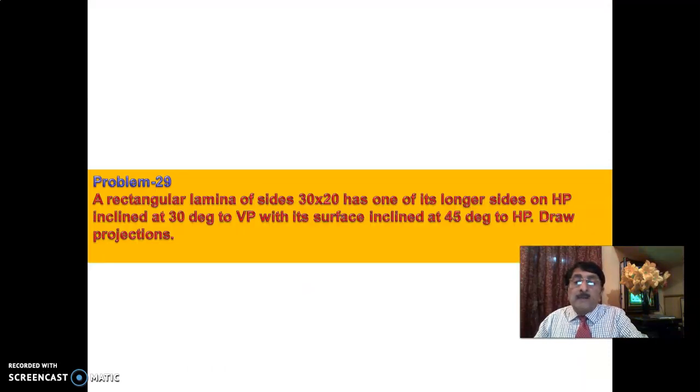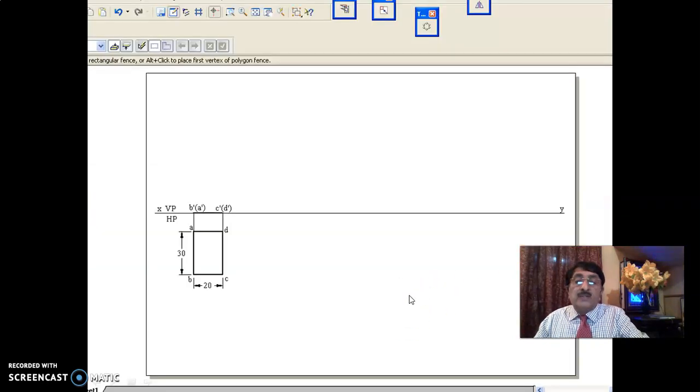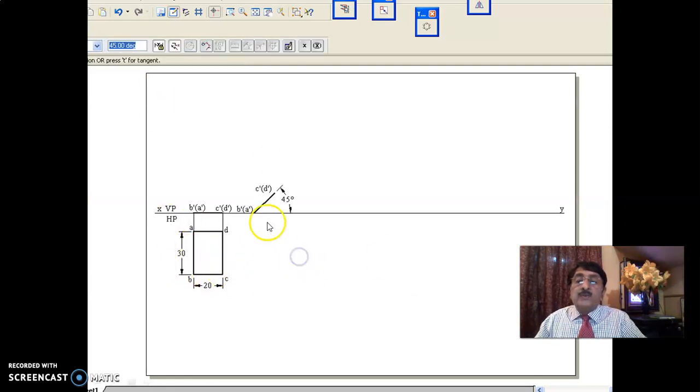Now in this problem I have clearly given that the rectangular lamina has one of its longer sides on HP, which means the 30 mm edge should be perpendicular to the XY line, with the surface inclined at 45 degrees to HP. You see here, B dash, A, B, C, D and all that, 30 by 20. Now you see here B dash A dash. Don't you think it is the longer side? That's what they said: the longer side of the rectangle is on HP. Now you lift this up. So the 20 mm edge is parallel to VP. This front view and this front view are the same.